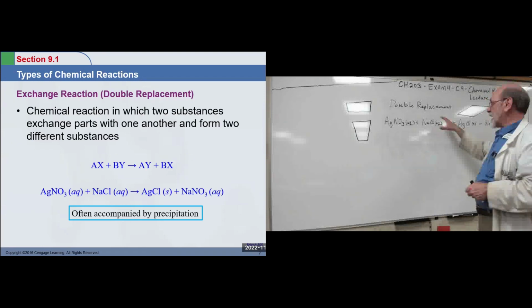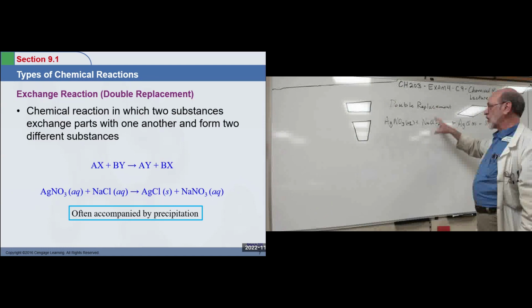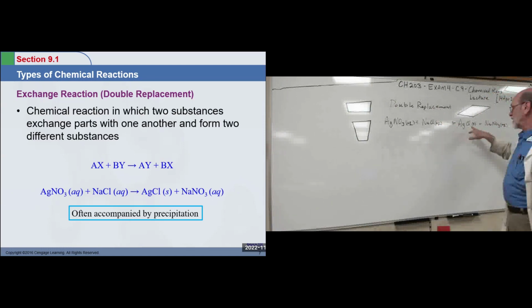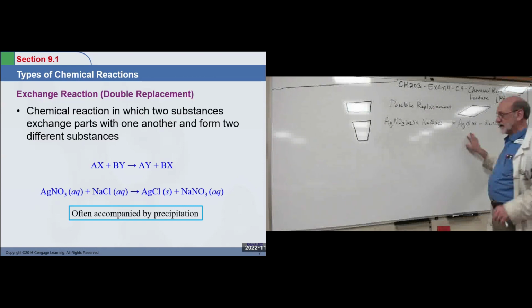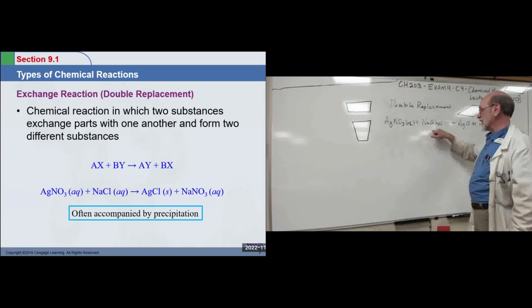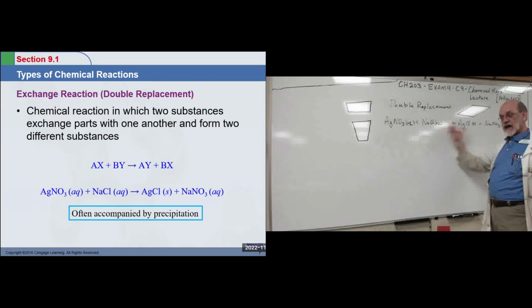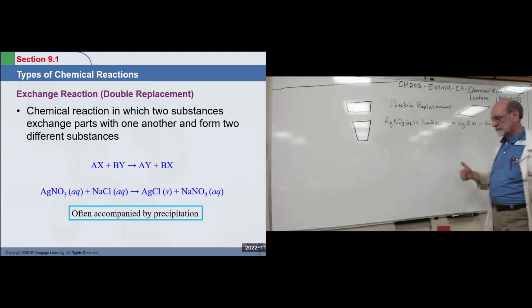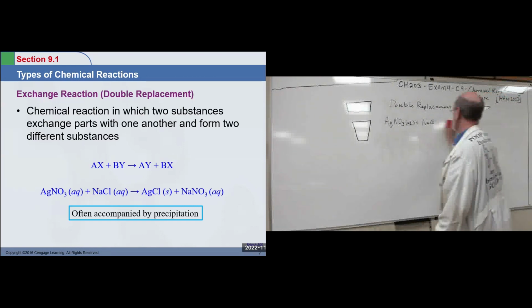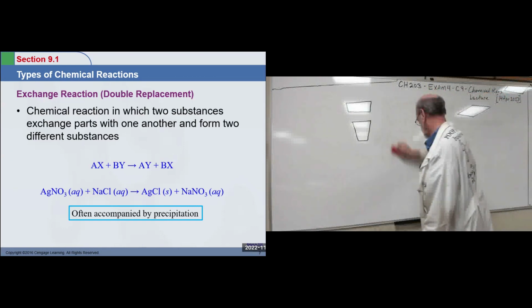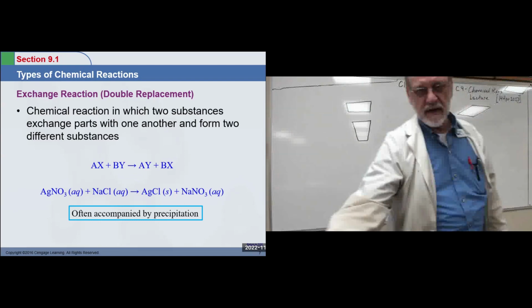Now, typically, these types of reactions require the formation of either, usually a precipitate. 99 times out of 100, that is what drives the reaction. If you form a precipitate from these two aqueous solutions, it's going to drive the reaction toward products. All right.